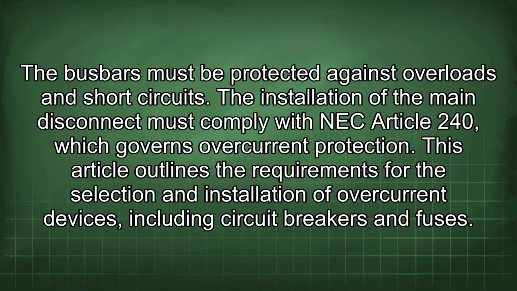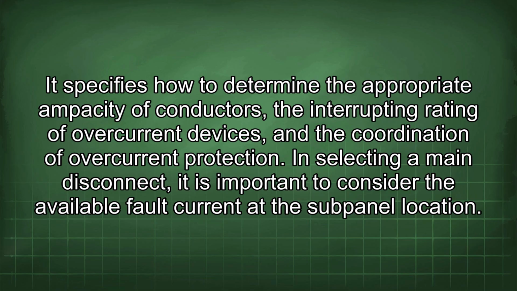The installation of the main disconnect must comply with NEC Article 240, which governs overcurrent protection. This article outlines the requirements for the selection and installation of overcurrent devices, including circuit breakers and fuses. It specifies how to determine the appropriate ampacity of conductors, the interrupting rating of overcurrent devices, and the coordination of overcurrent protection. In selecting a main disconnect, it is important to consider the available fault current at the subpanel location.